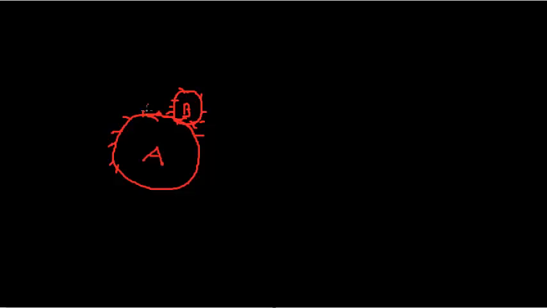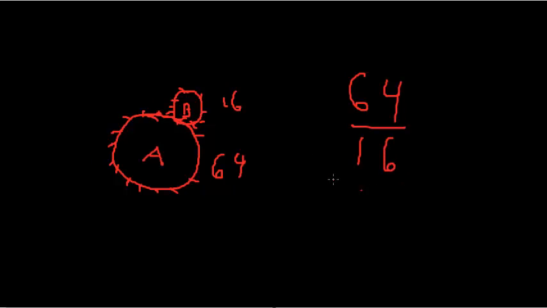The gear ratio is the comparison of teeth on the driving gear to the number of teeth on the driven gear. So for example, if there are 64 teeth on the driving gear and 16 teeth on the driven gear, we would write our gear ratio as 64 over 16, always with the driving gear's number of teeth on top, the driven gear's number of teeth on bottom.